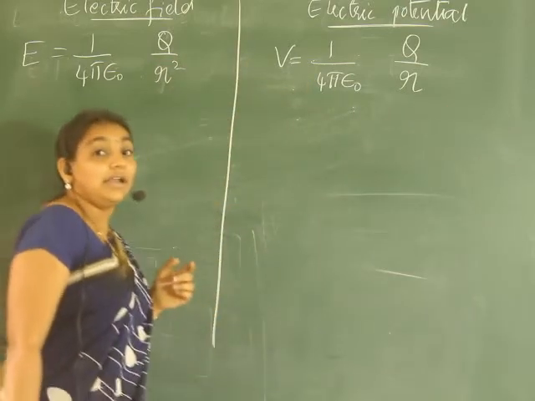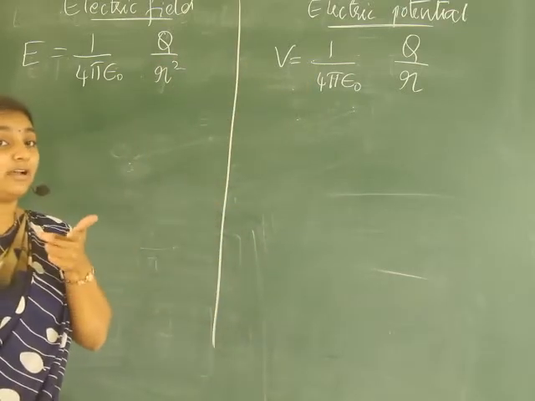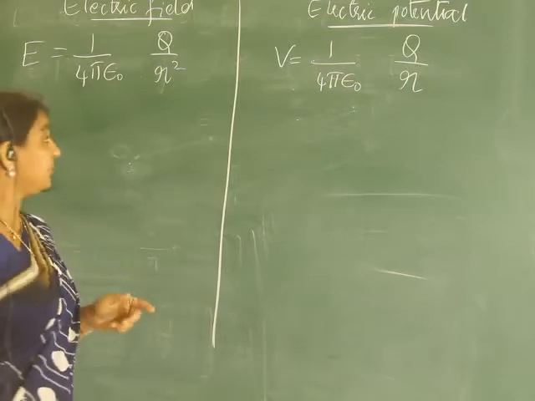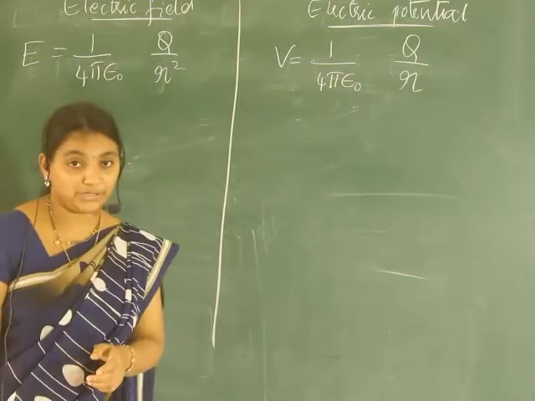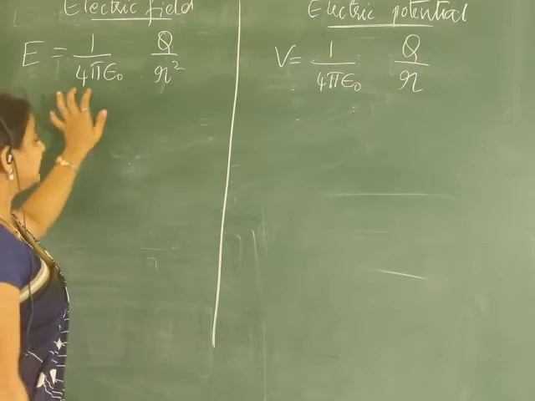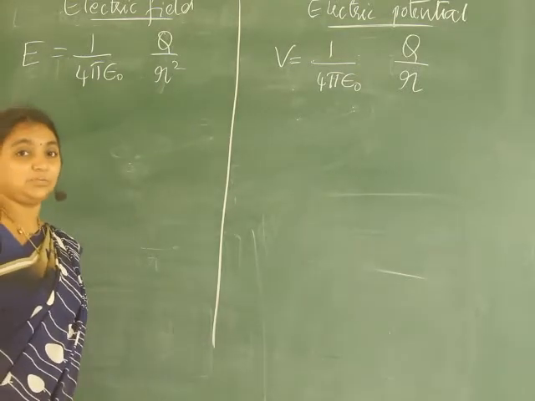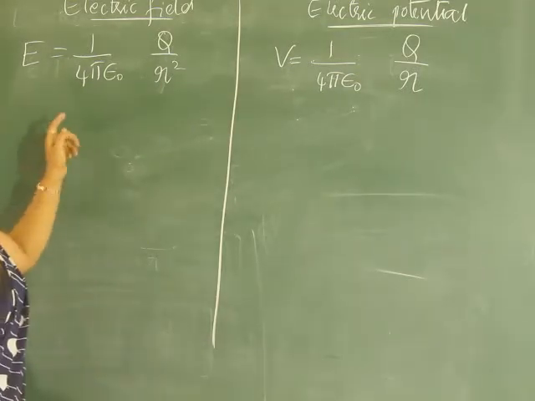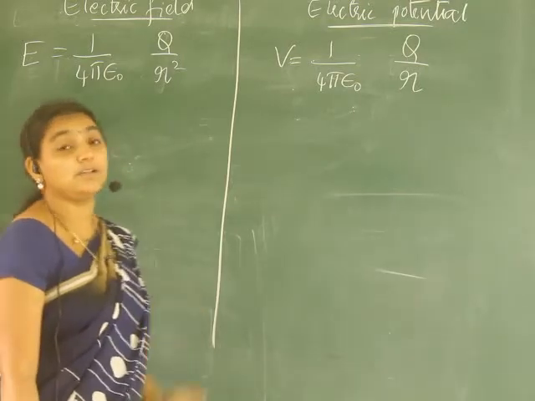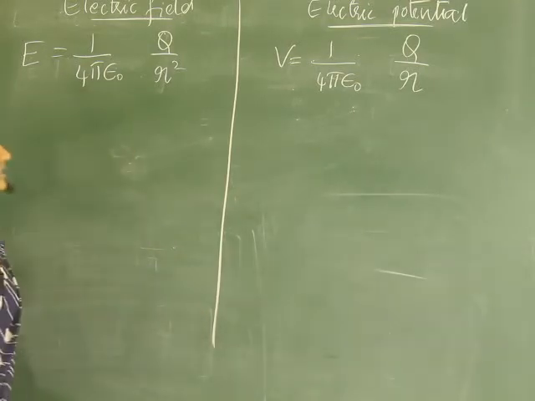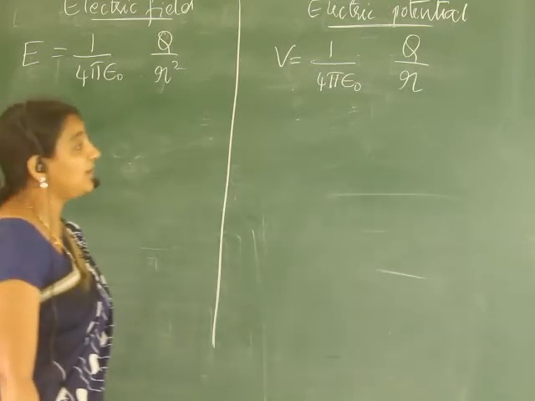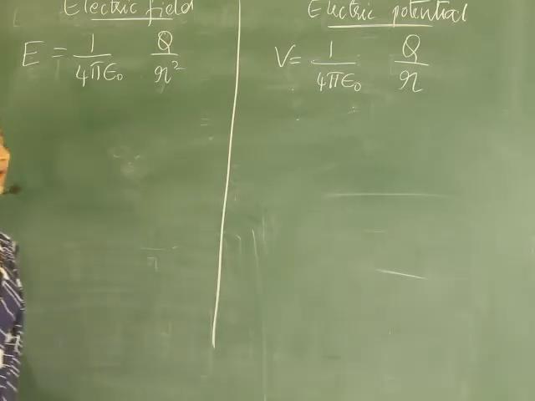In the exam, there is a possibility of being asked to write the difference between electric field and electric potential. Then the first difference is the expression. Expression for the electric field is given by E is equal to 1 by 4 pi epsilon naught q by r square. Expression for the electric potential is V is equal to 1 by 4 pi epsilon naught q by r. Then, what is the next difference?